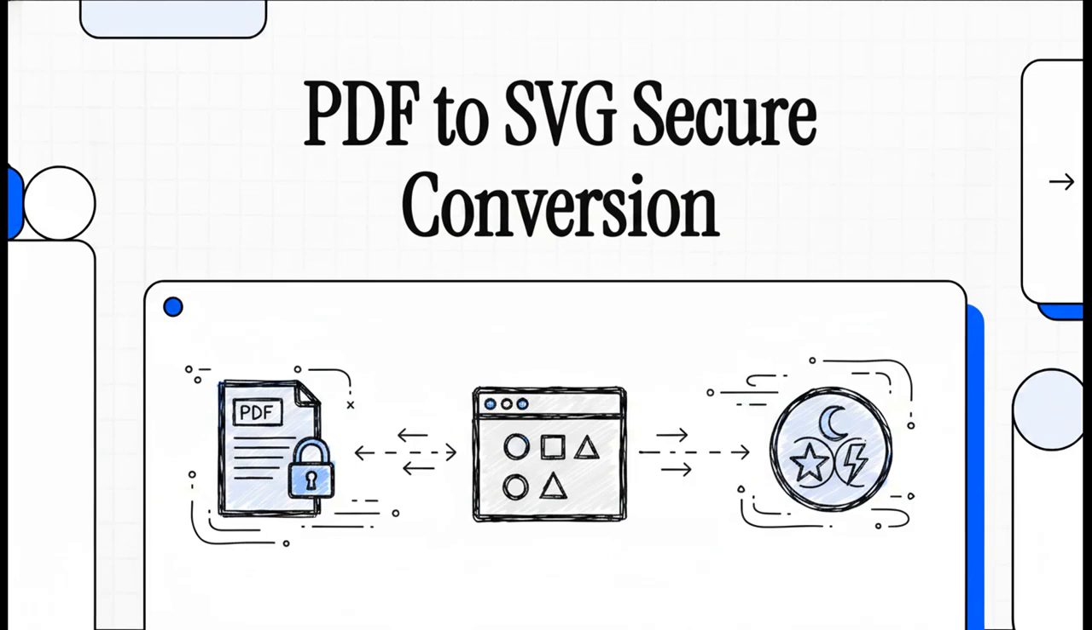Welcome to this explainer. Today we're diving into the really fascinating mechanics of converting PDFs to web-ready SVGs, but with a major focus on absolute data security. You know, if you frequently work with vector graphics, technical documentation, or maybe web design, you already know how absolutely crucial it is to extract your assets cleanly. So we're going to look exactly at how modern browser-based tools make this happen securely. Let's just jump right in.